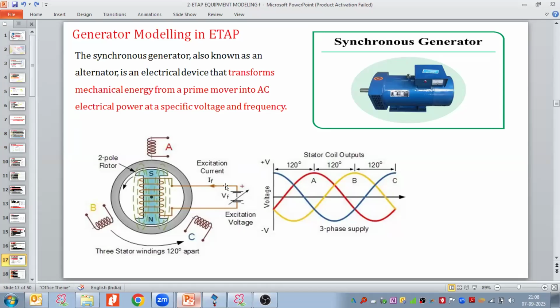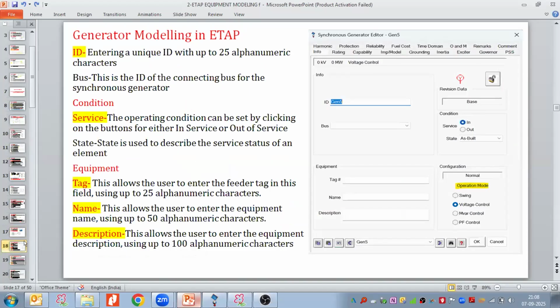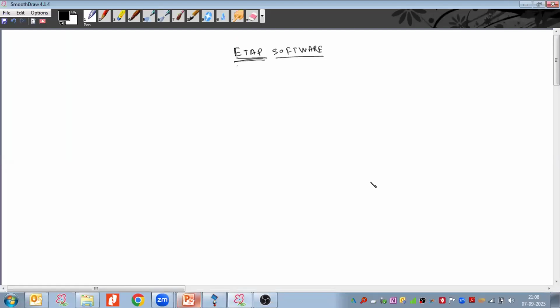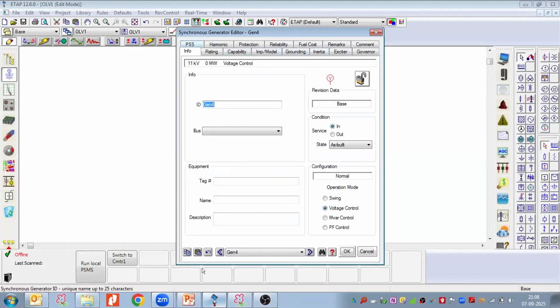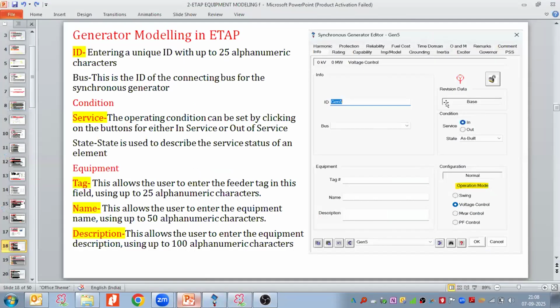So same things, just a brief intro of what we have discussed about the generator, their definitions. So let us see one by one. Generator modeling in ETAP. I have taken the snapshot of the first page, this info page, and pasted it over here. Info page. So here ID, bus, each and everything.